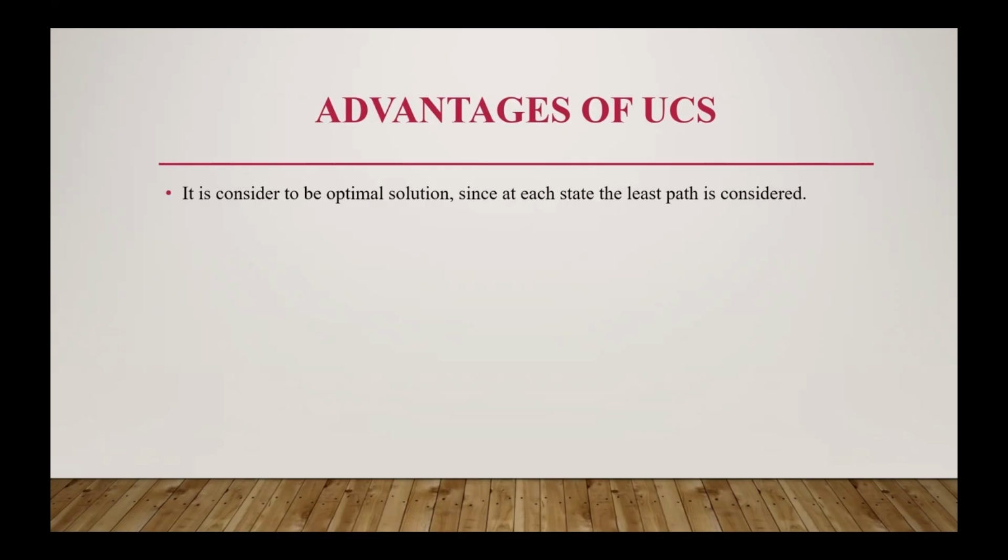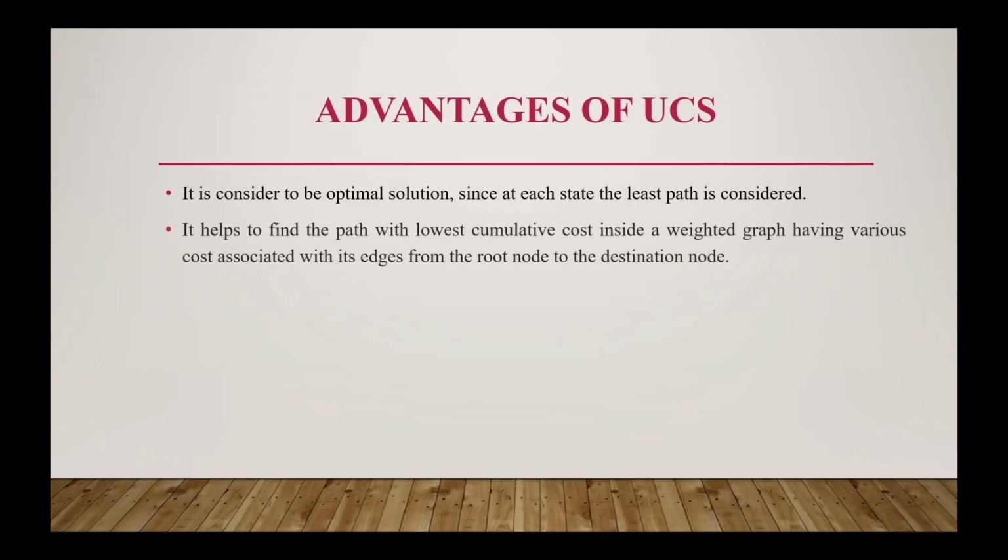It is considered to be an optimal solution since at each state the least path cost is considered. So anyhow, we are getting the solution with the lowest cost. It helps to find the path with the lowest cumulative cost inside a weighted graph having various costs associated with the edges or links, from the root node to the destination node in case of a tree, or from a start node to the goal node in case of a graph.